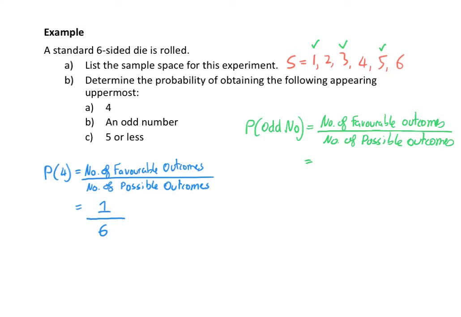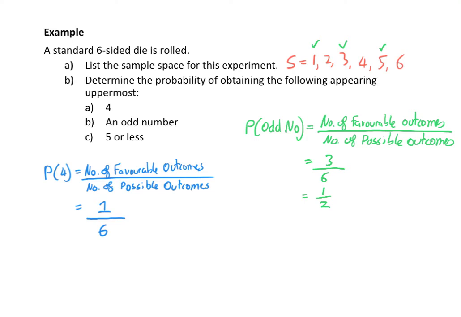So going back to my formula, number of favorable outcomes is 3 divided by the total number of possible outcomes, which was 6, which is equal to 1 over 2. So the probability of me rolling an odd number is 1 over 2.